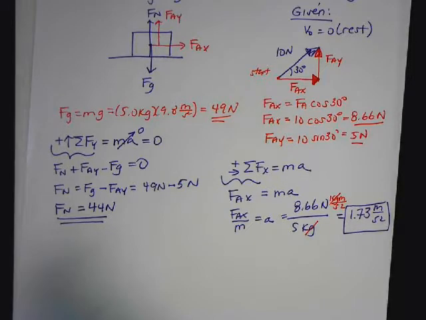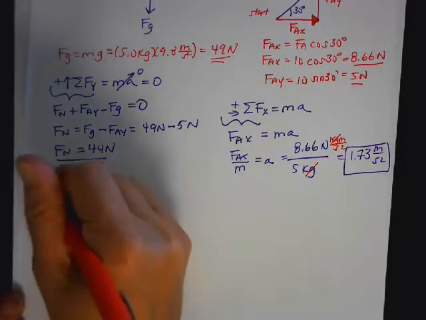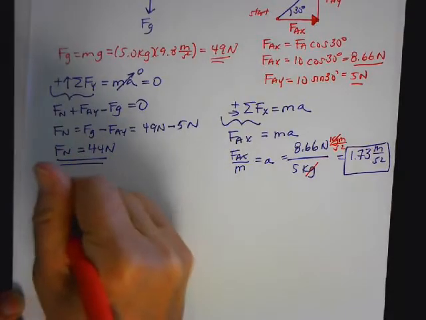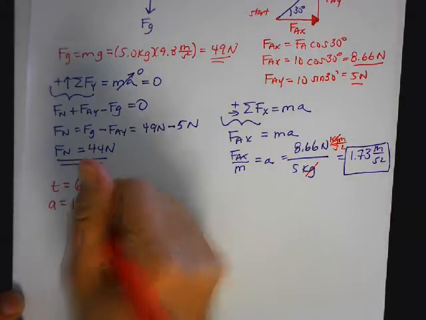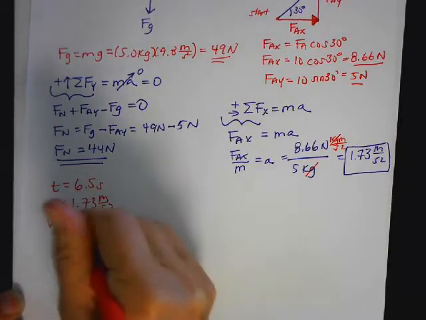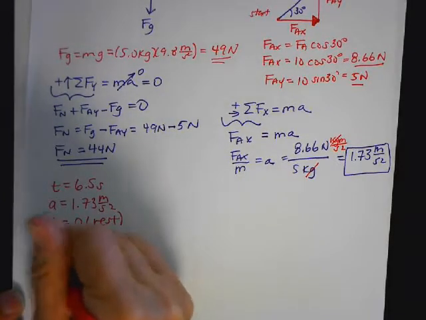Then it said, so we found the normal force. Oh, how fast has the car moved in 6 seconds? Okay, so what do we know now? We know the time is 6 seconds. We just found the acceleration was 1.73 meters per second squared. We know it started from rest, so V naught is 0, and now we want to find x.